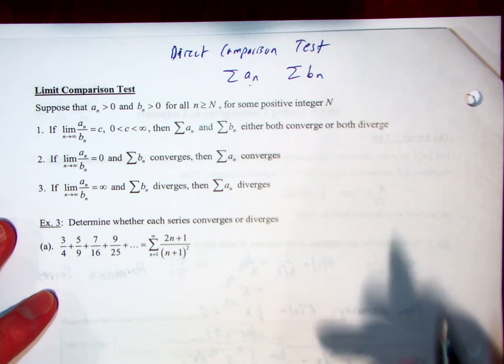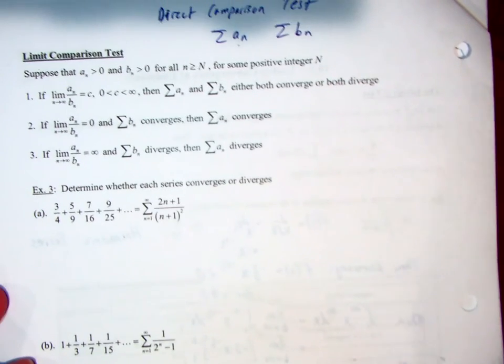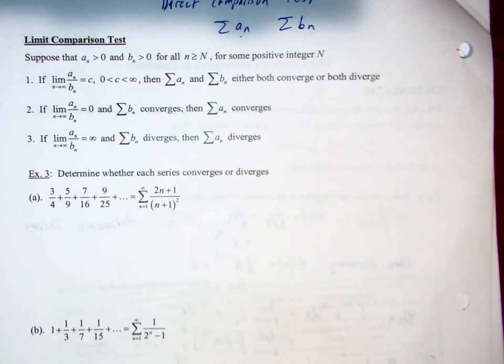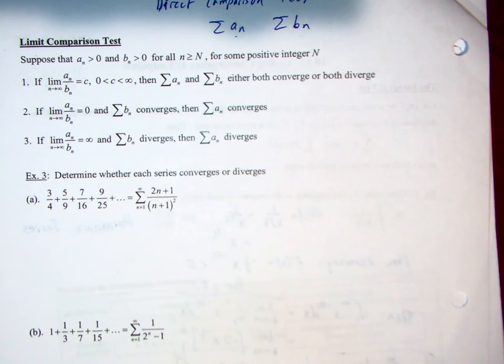All right, so we're going to do 3 examples here for part 3. We're going to give you a series and determine whether this series converges or diverges. So what we want to do is find a series to compare it with, and then use our limit comparison test.